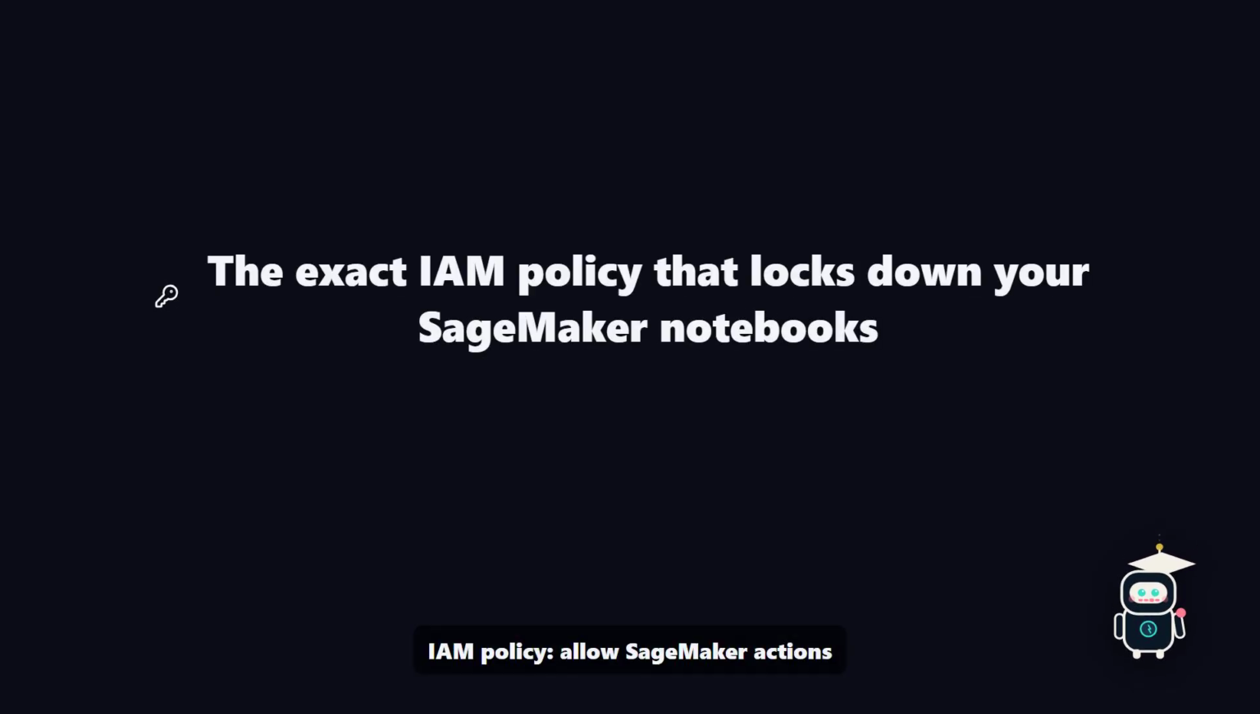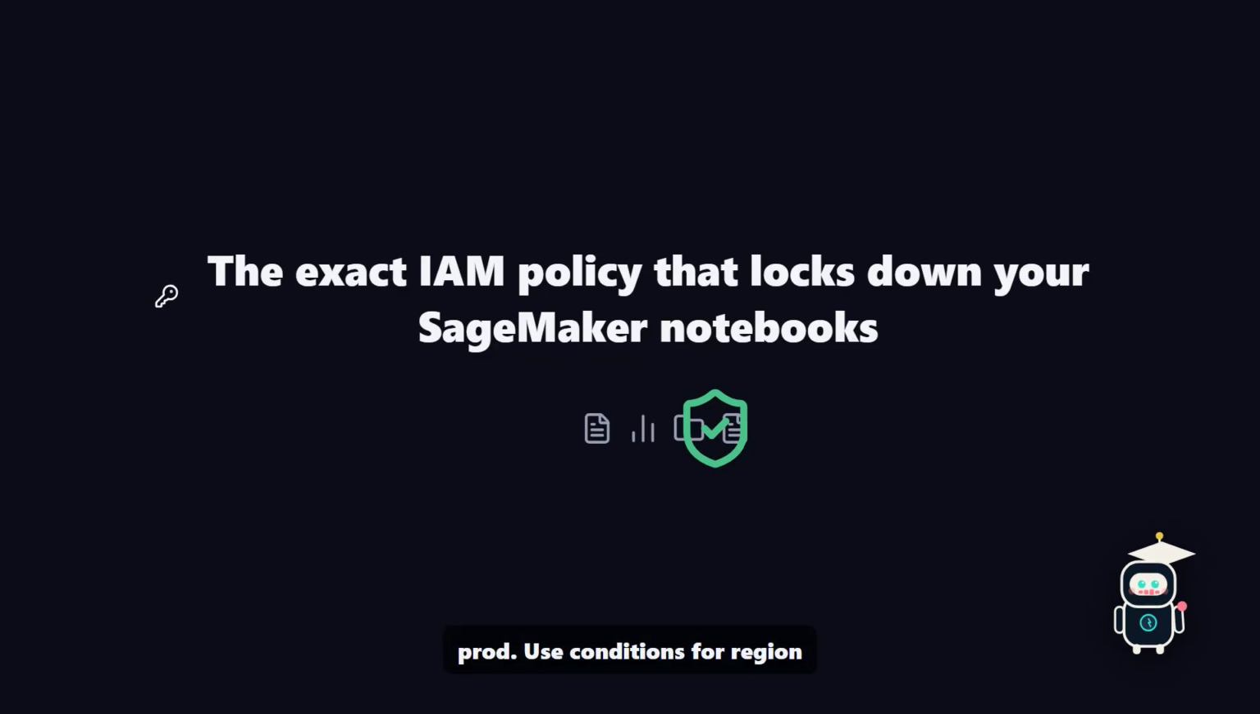IAM policy. Allow SageMaker actions only on dev-tagged resources. Deny prod. Use conditions for region and VPC endpoints to lock down notebook instances. This prevents accidental access to production models. Copy the pattern from AWS docs.